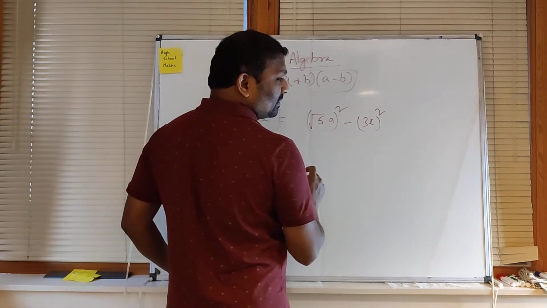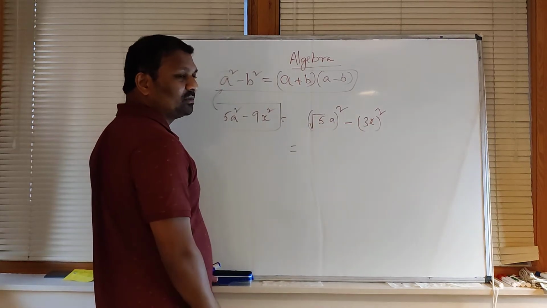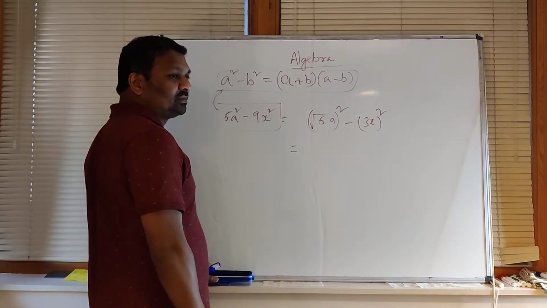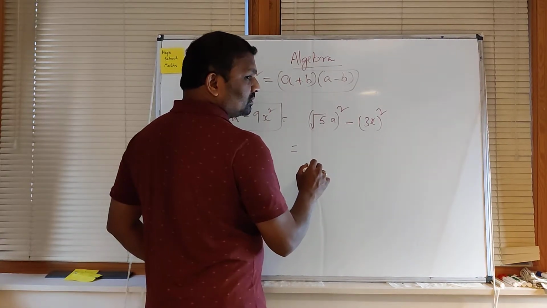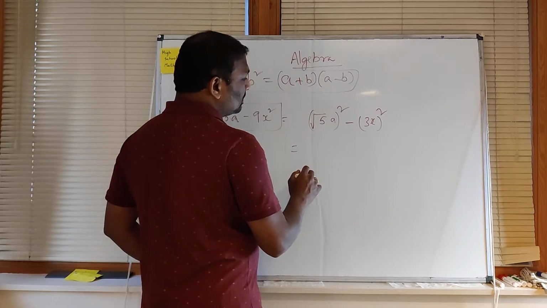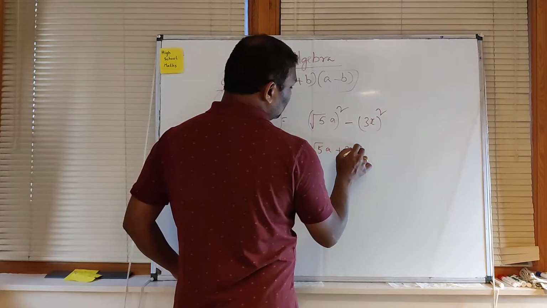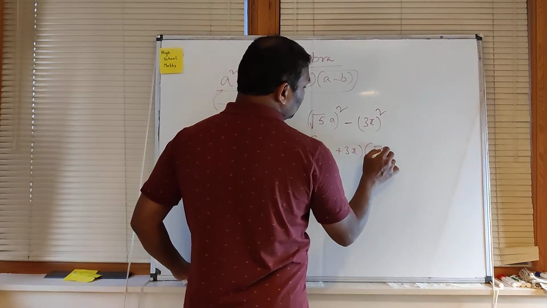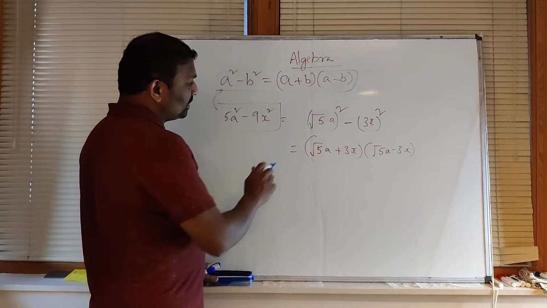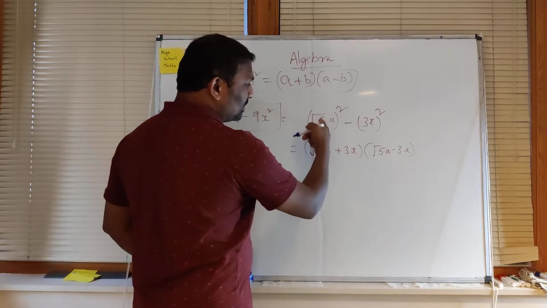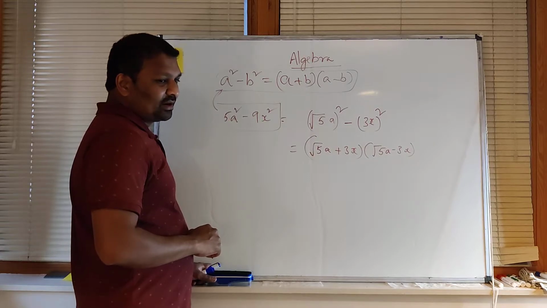So, what are the factors of a square minus b square? Root 5a squared and 3x squared: root 5a plus 3x is one factor and root 5a minus 3x is another factor. You may say this square gets cancelled, but if you square it again, you'll get the same thing here. There's no point in cancelling it.